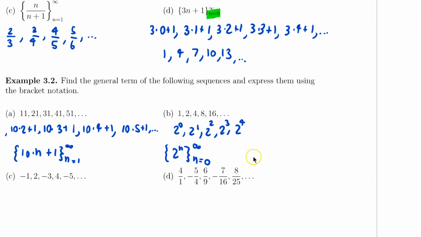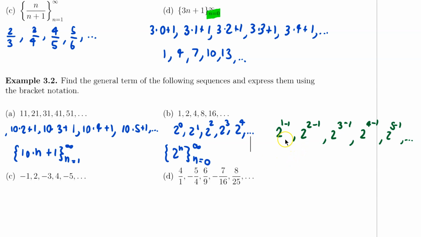To do that, I can see that 2 to the 0 is the same as 2 to the 1 minus 1, right? 2 to the 1 is going to be the same as 2 to the 2 minus 1. 2 to the 1 is the same as 2 to the 2 minus 1. And 2 to the 2 is the same as 2 to the 3 minus 1. 2 to the 3 is the same as 2 to the 4 minus 1. And 2 to the 4 is the same as 2 to the 5 minus 1. And so on.